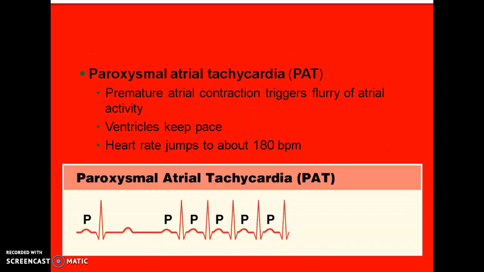Paroxysmal atrial tachycardia is a premature atrial contraction that triggers a flurry of atrial activity. The atria are contracting quickly, and the ventricles are going to keep up and contract at the same pace, 180 beats per minute. Here we just need to know that tachycardia is a rapid heartbeat.